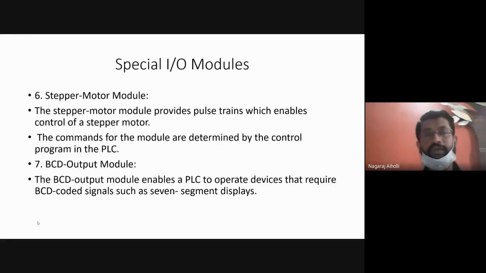If you have visited Nucleus Mall and other malls, there they display certain characters on the screens, is it not? Like that, we see those rolling characters or rolling screens, mainly meant for advertisement purposes. It is also used for other applications, industrial applications. That is one of the features of this BCD output module.